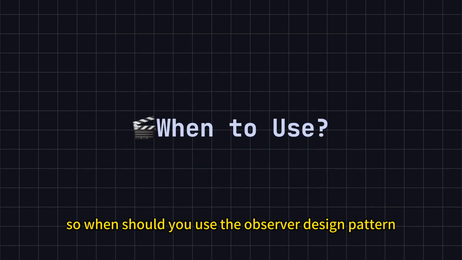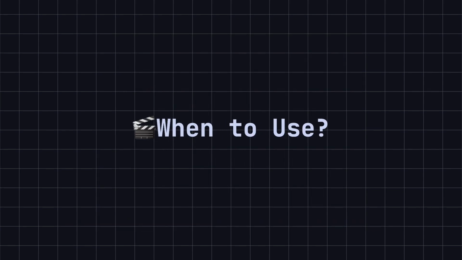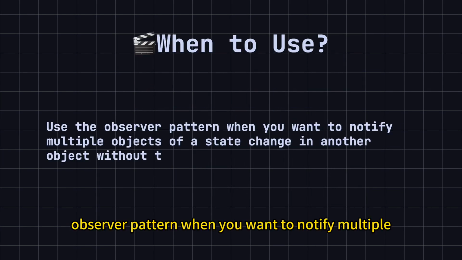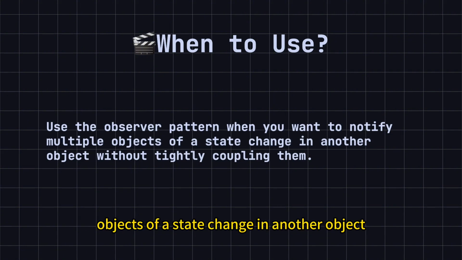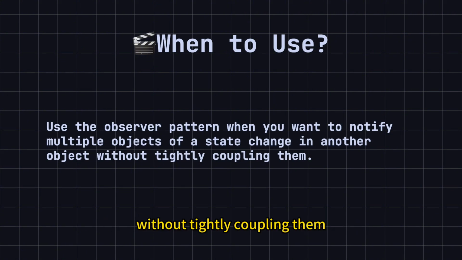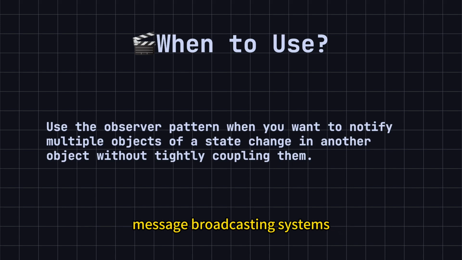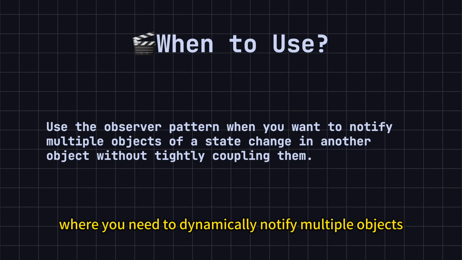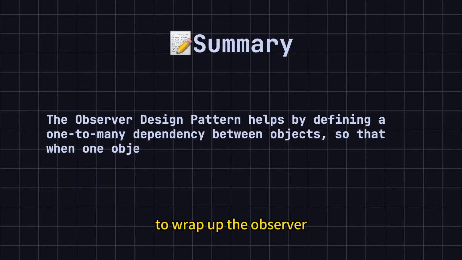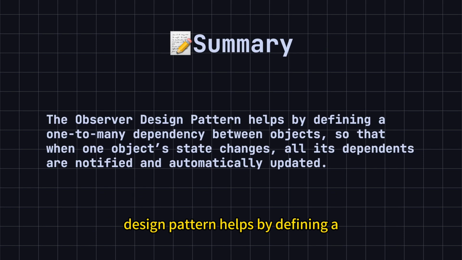So, when should you use the observer design pattern? Use the observer pattern when you want to notify multiple objects of a state change in another object without tightly coupling them. For instance, it's ideal for event handling systems, message broadcasting systems, or any scenario where you need to dynamically notify multiple objects.